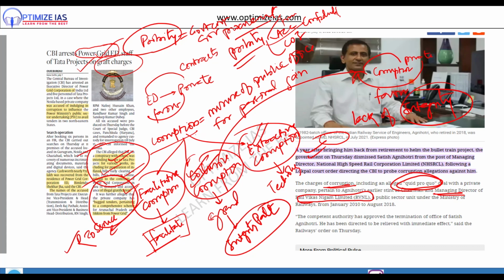Therefore, you see in the civil service conduct rules, in the government code of ethics, integrity is one of the highest values. Every civil servant must uphold the utmost integrity in his behavior. That is the best safeguard against corrupt behavior.